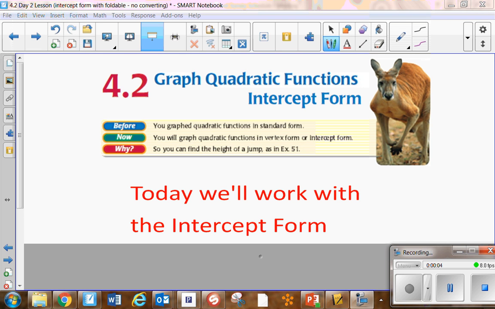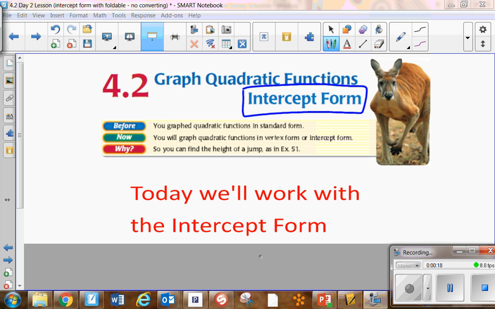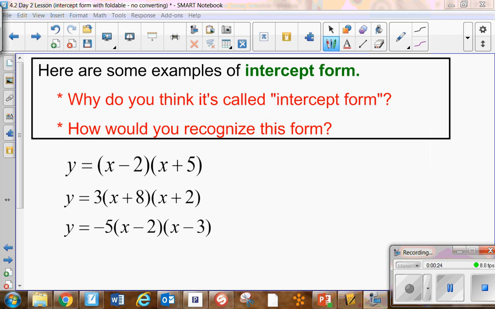Graph from the vertex form. Today we're going to graph from the intercept form. And you'll notice that the process as we go through it is very different, just like it was different from the standard form the day before. So let's first talk about this intercept form and what it is. All right, these are examples of the intercept form.